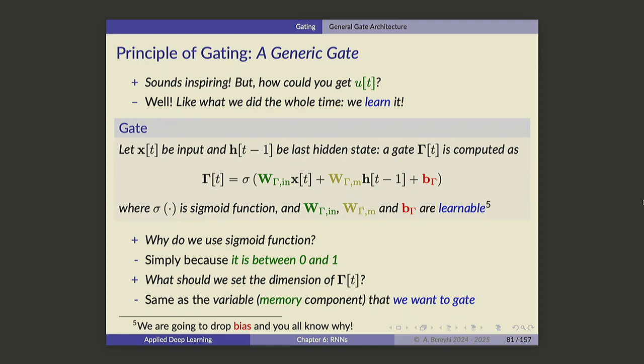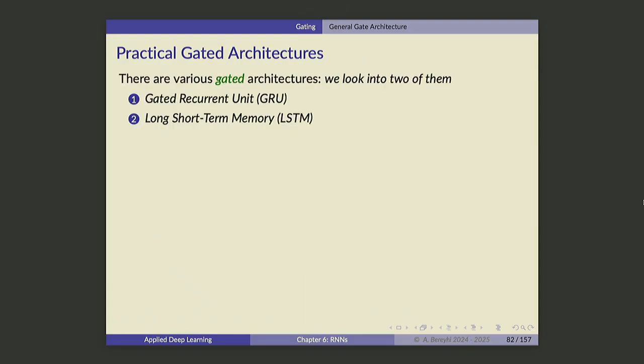But you can, again, come up with your own gated architecture, exactly like convolutional architecture or fully connected architecture. It's your choice, right? Now, there are famous gated architectures. One of them is the gated recurrent unit, GRU. The other one, which is the simpler one, is LSTM, long short-term memory architecture.